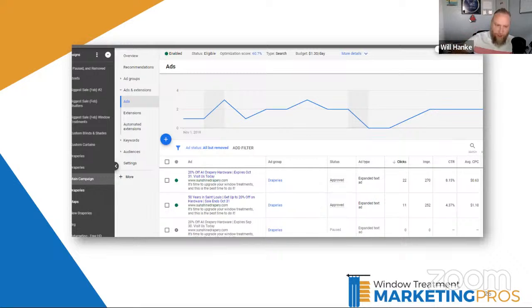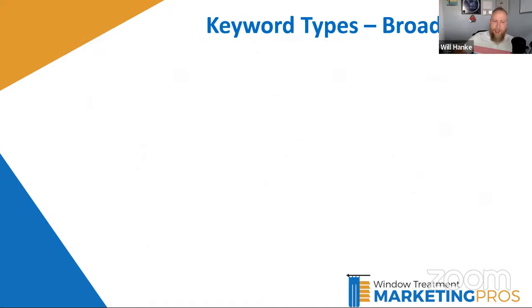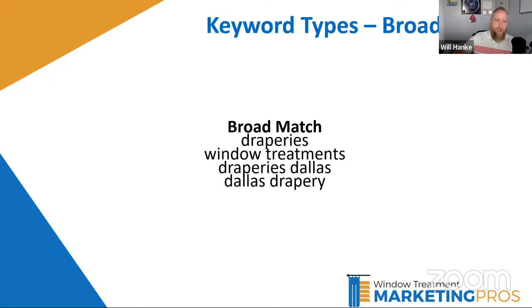There's just throw every single keyword at that one group. And you're kind of hurting yourselves. When it comes to keywords, there are a couple different types of keywords. First of all, we have broad match, which is draperies, for example, window treatments, draperies, Dallas drapery.